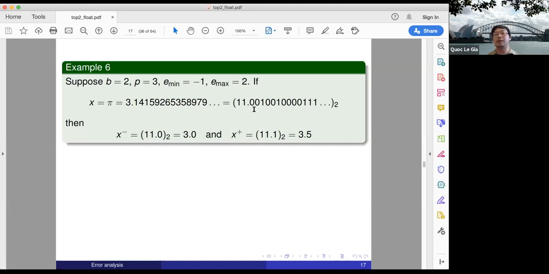And x plus, again because we can use only 3 digits, you have to round up the last digit. So you get 11.1 in binary form. When you rewrite it in decimal, that is 3.5. So this number is slightly bigger than pi, and this one is slightly smaller than pi, within your system. Remember, binary b equals 2, and p equals 3 means that we have only 3 digits in the system. And this is the minimal and maximal exponent.